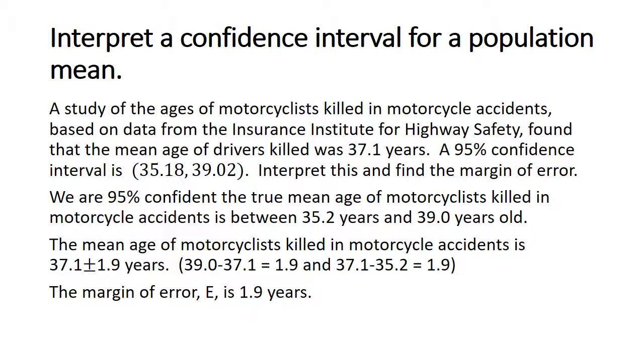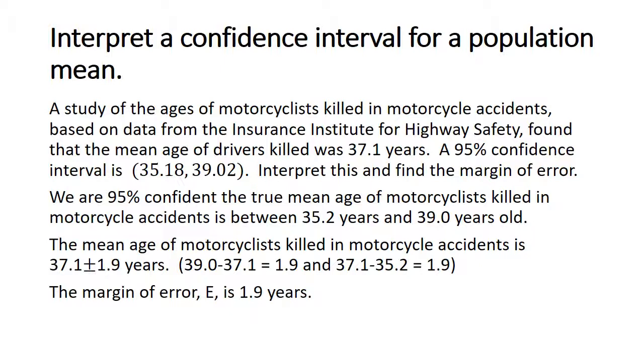35.18 rounds to 35.2. 39.02 rounds to 39.0. Another way we could say the same thing, which is also pretty common: the mean age of motorcyclists killed in motorcycle accidents is 37.1 plus or minus 1.9 years. That 1.9 years is our margin of error, and there are several other names for that: the error bound to the mean, the sampling error, all kinds of stuff like that.